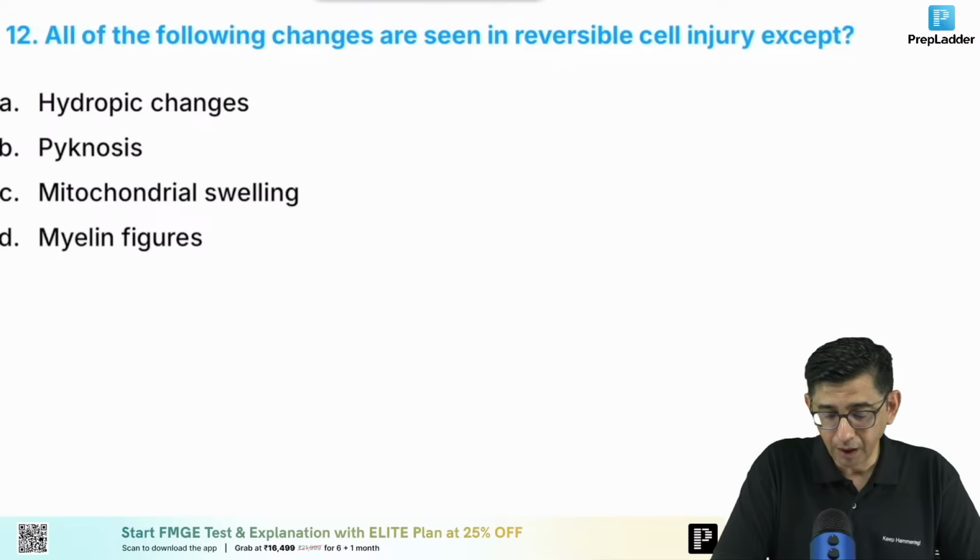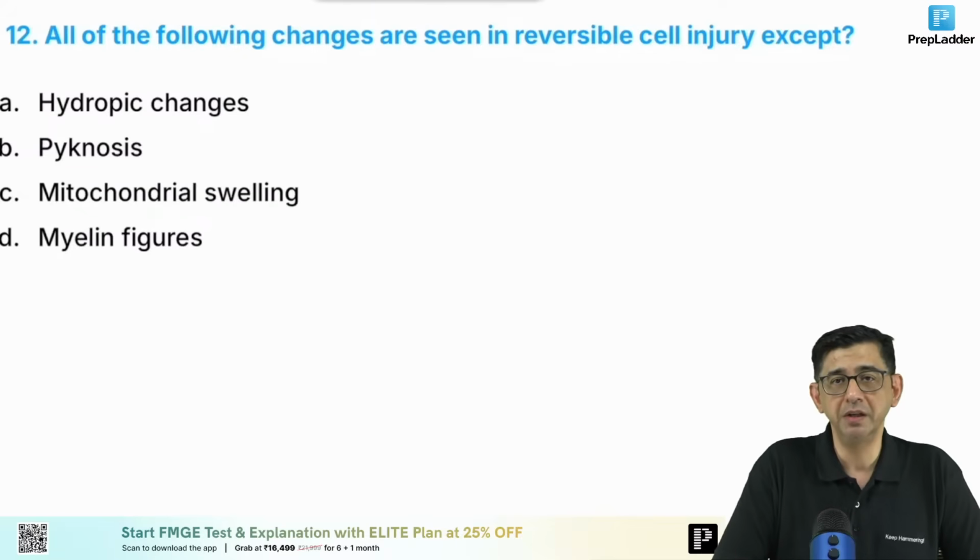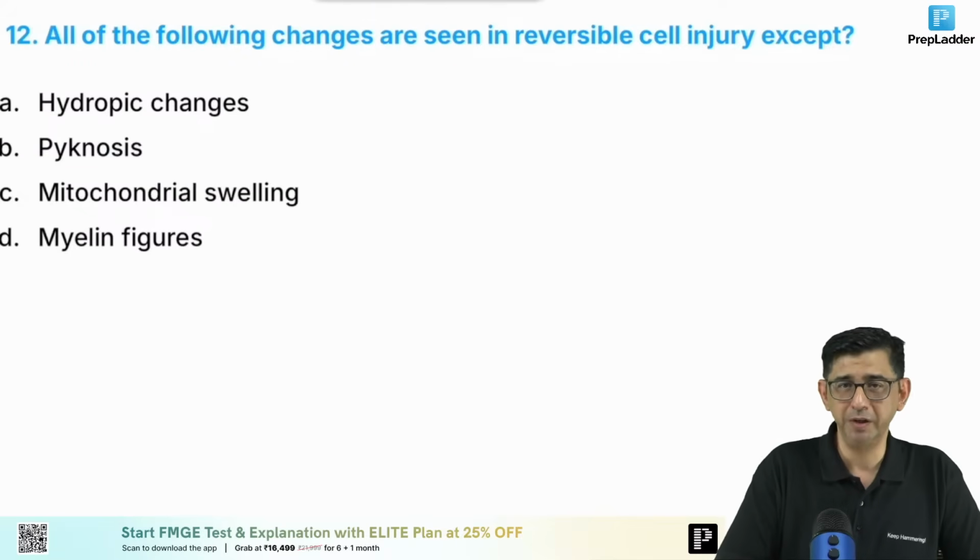Okay. All of the following changes would be seen in reversible cell injury except. Pretty straightforward ones because I put in a couple of twisted questions in between. So I'm giving you easy ones, some breathing space, which will always be happening.